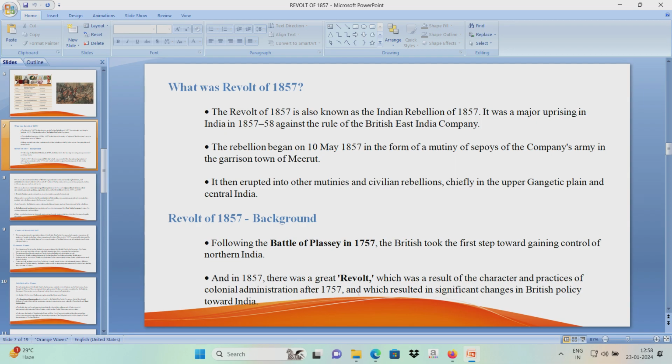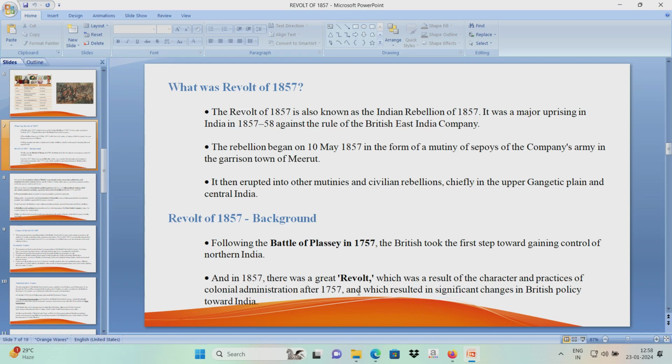The revolt of 1857 is also known as the Great Rebellion, the Indian Mutiny, the Indian Insurrection, and the War of Independence. This rebellion began on 10 May 1857 in the form of a mutiny of Sepoys of the company's army in the garrison town of Meerut.